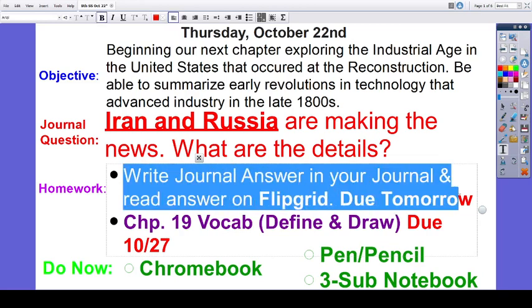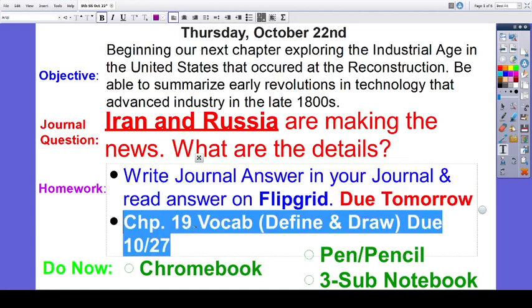So today, when you answer your journal question, answer it in your journal like you normally would, but then later record yourself reading your answer from your journal. Don't type it on a doc and don't just read it straight from a website. Make sure you're reading what's in your journal. And second thing, don't forget that vocab you started yesterday. It was going to be due on the 27th, which is the next Tuesday.